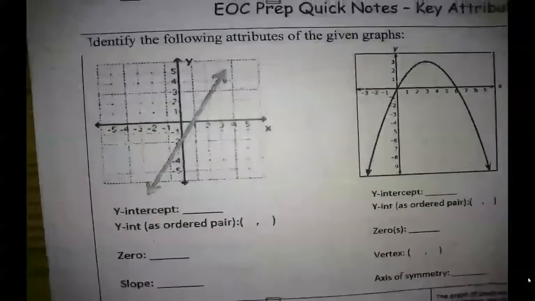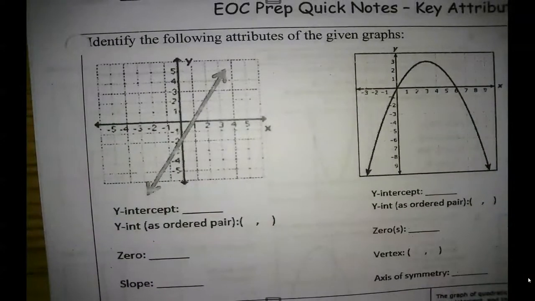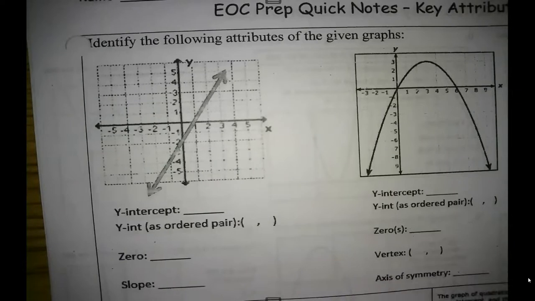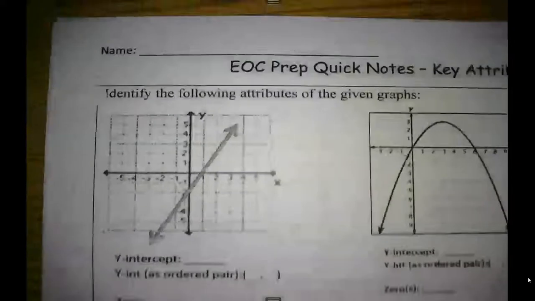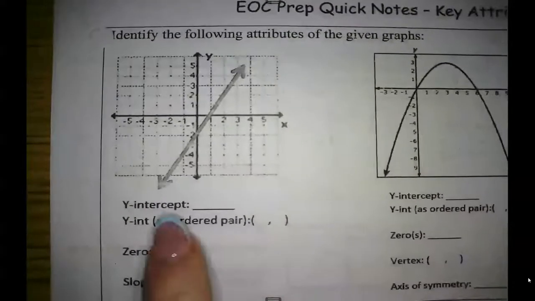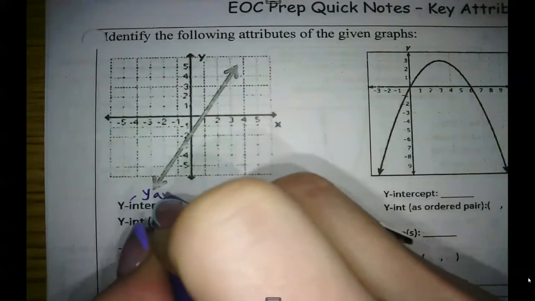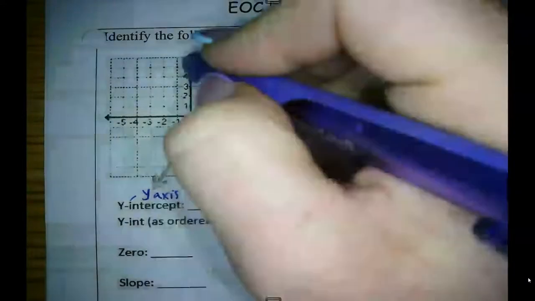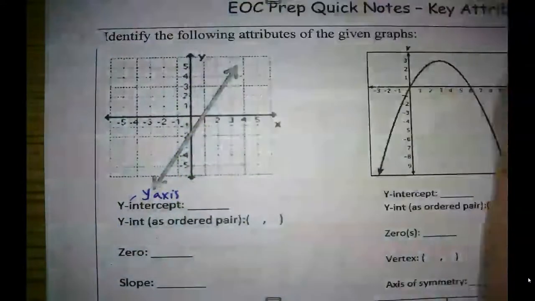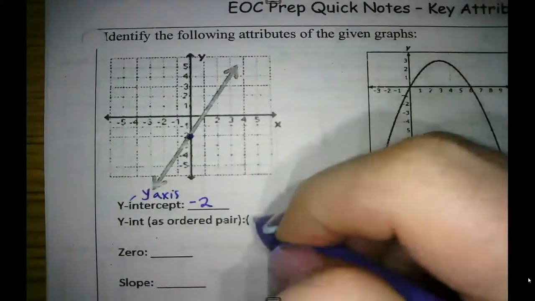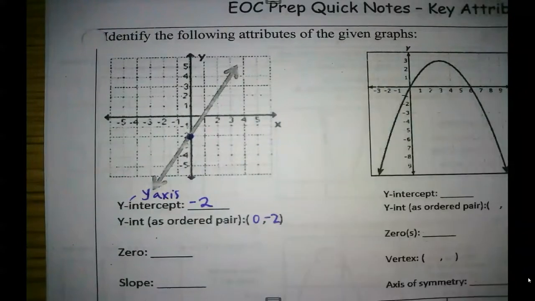Let's look at some graphs and their attributes. So the top part of this, we're given a graph and we want to know some of its attributes. So let's look. Y-intercept. This is where it crosses the y-axis. Remember, this one is the y-axis, and it's crossing right here at -2. And we write that as a point, (0, -2).